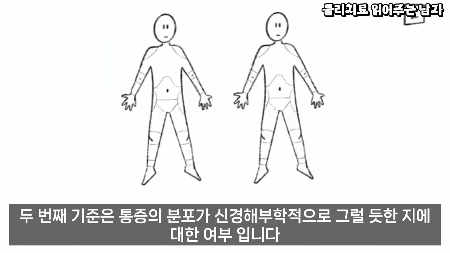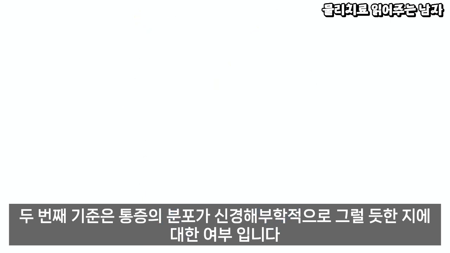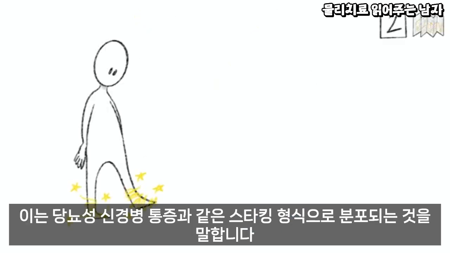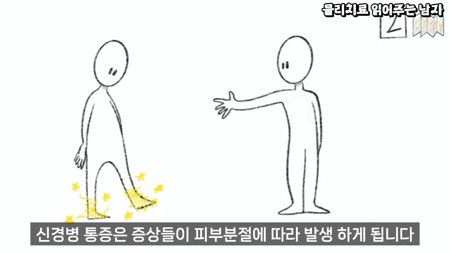The second criterion examines whether the pain distribution is neuroanatomically plausible. This means a stocking distribution for length-dependent neuropathies, such as painful diabetic neuropathy. For painful radiculopathies, the pain distribution should be roughly dermatomal.